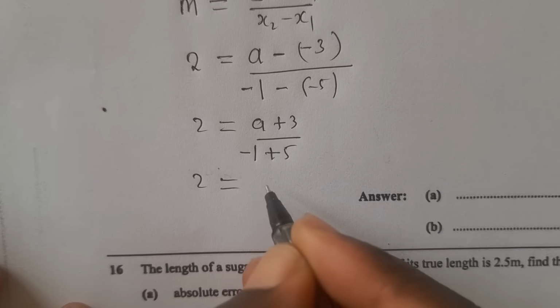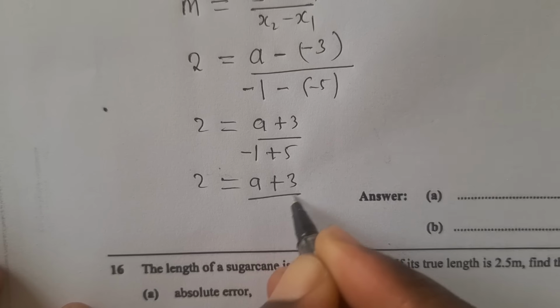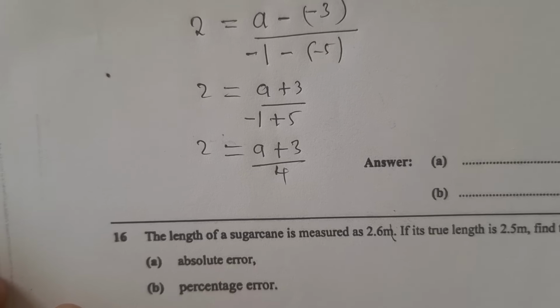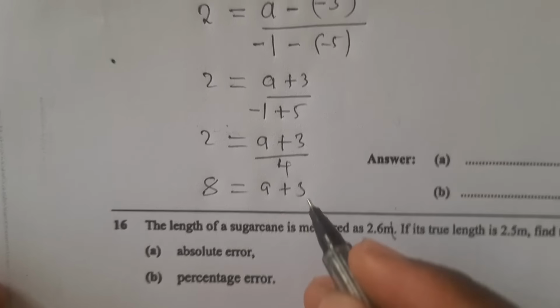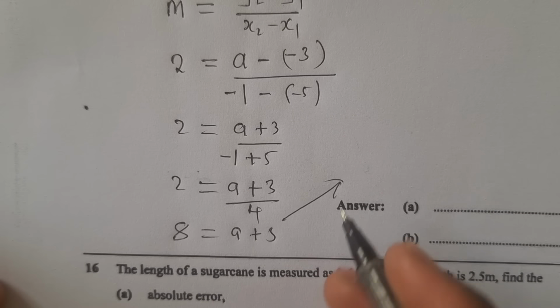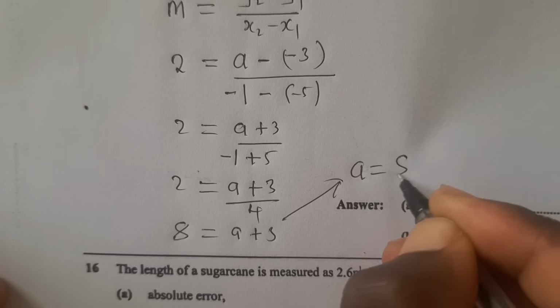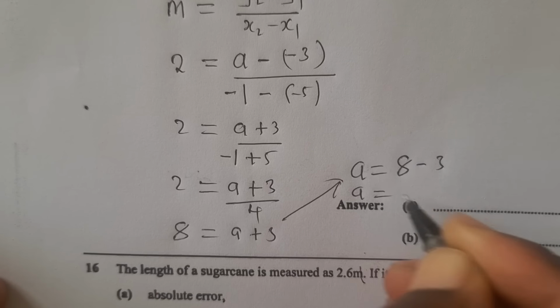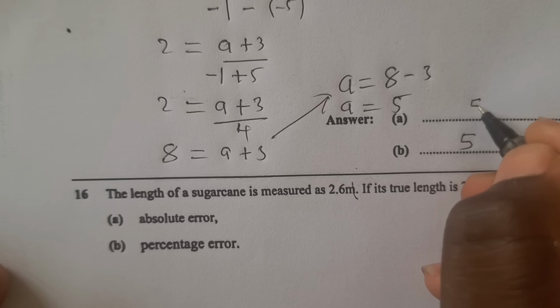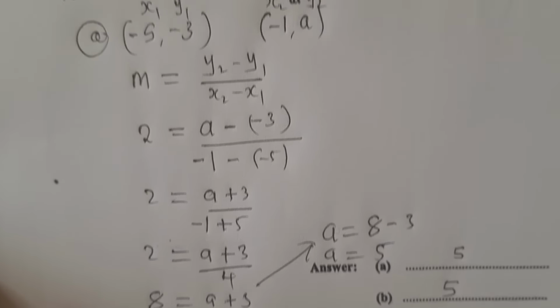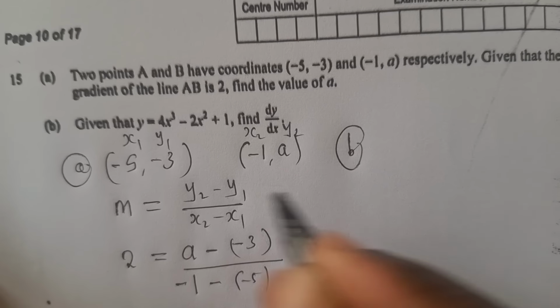We simplify further, and this is giving us a 4. So we can cross multiply. This is 8 equals a plus 3. From here, we group the like terms. We're getting a is equal to 8 minus 3. So a is equal to 5. The value of a is 5. So we go to the next question, which is question B.